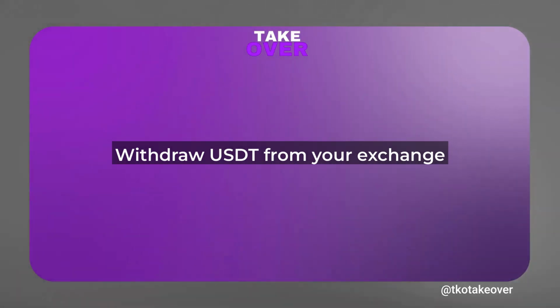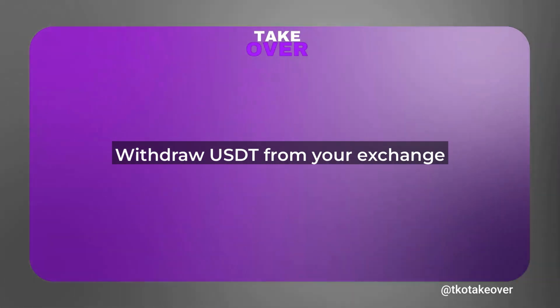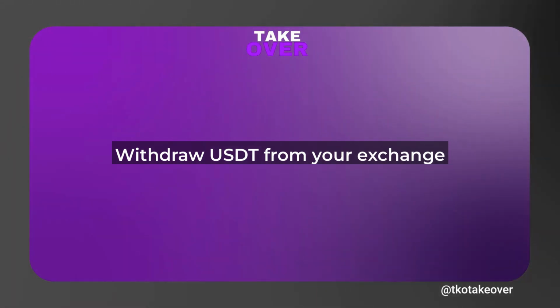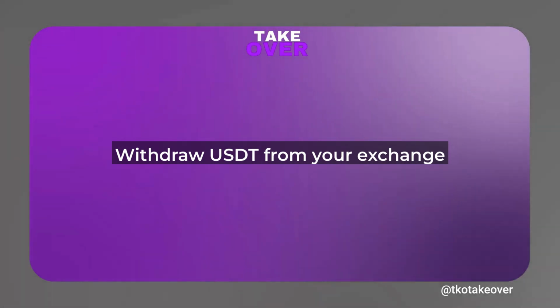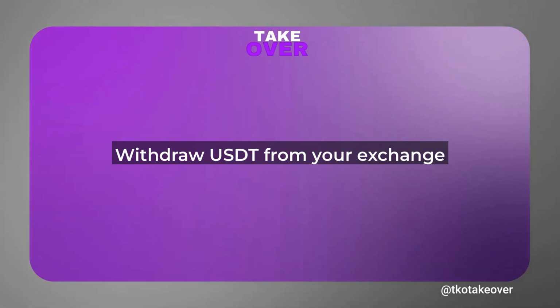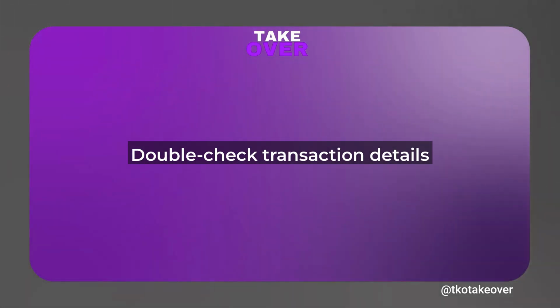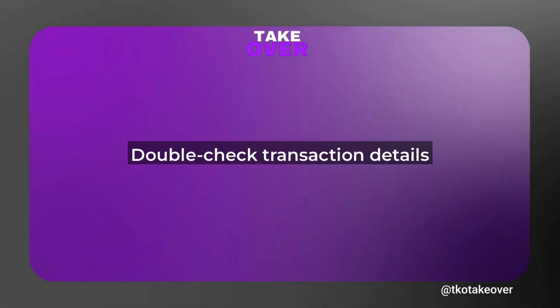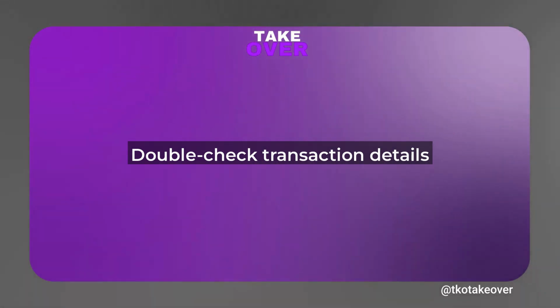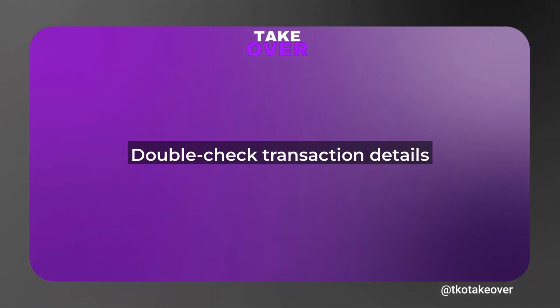Now, head over to your exchange or wallet where your USDT is stored, like Binance or Coinbase. Select USDT, choose to withdraw, and paste that Ethereum address from your Ledger. Before you hit confirm, double-check everything.